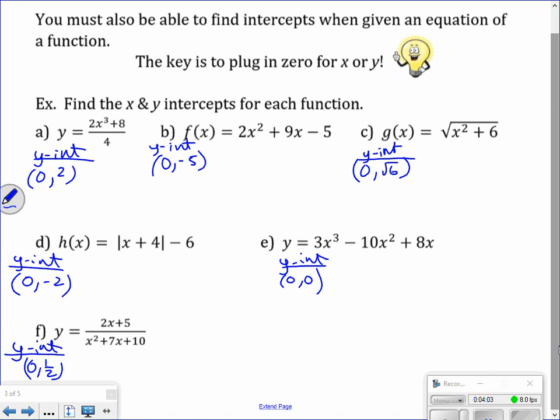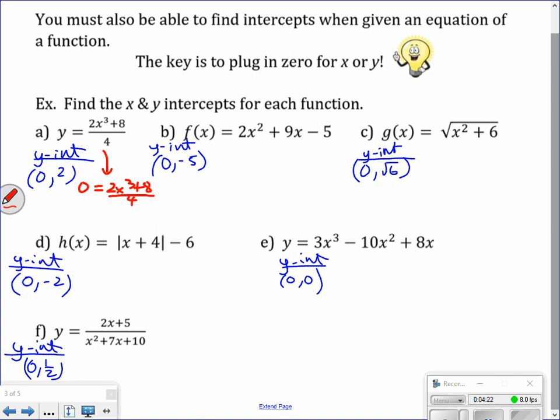So the x-intercept is a little bit more challenging. The x-intercept is when y is equal to 0. So, in a lot of problems, that's not that difficult. Like in this problem right here, if I let y be 0, I would have 2x to the third plus 8 over 4.